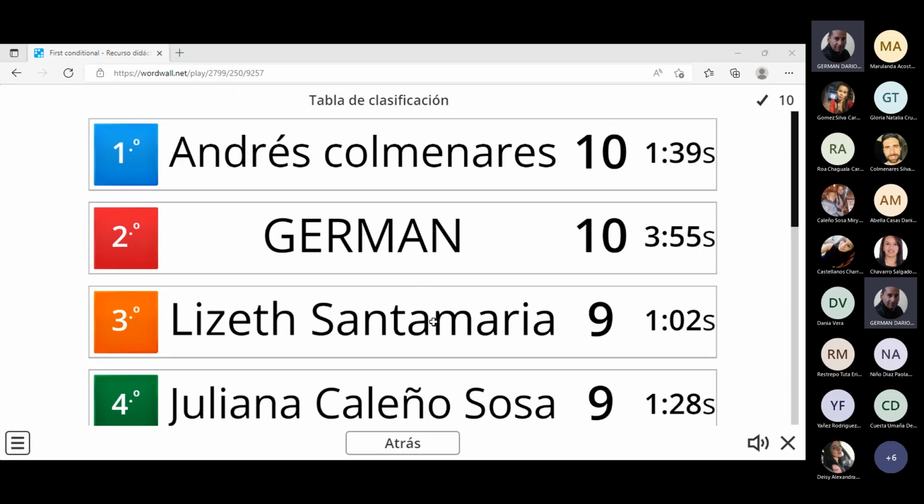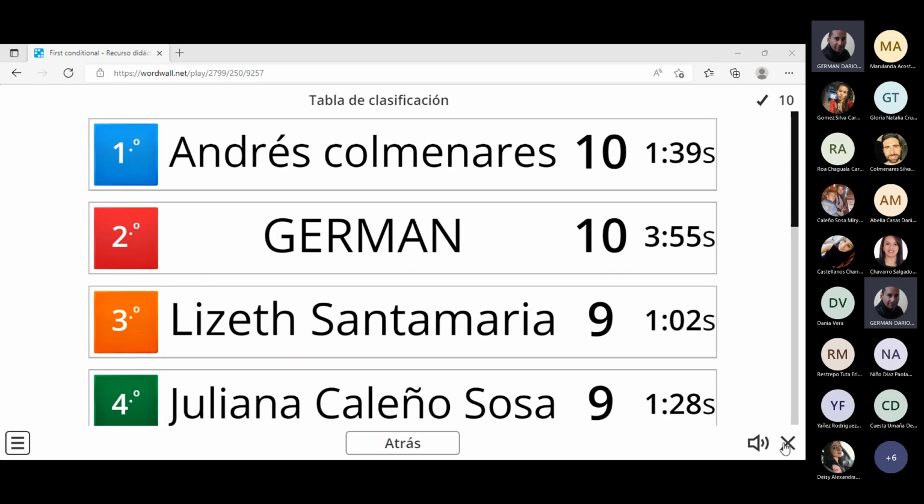Remember that conditional number 1 is very easy, okay? The first conditional is very easy. Okay, now we are going to do the second exercise. And it's this. One moment, because I'm going to share with you this link. Okay, now this is the conditional number 2.